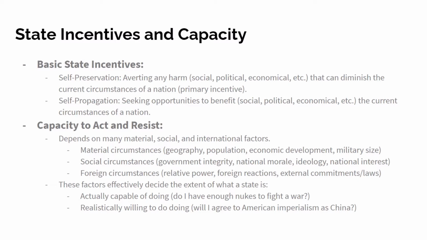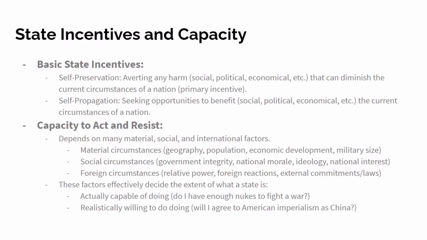Because sure, we can all have the incentive to be millionaires, but what is actually considered realistic in the sphere of what's possible is what capacity is, right? It's like, what are the limitations for an actor to do something? So capacity to act and resist then is the second part of this. The capacity to act and resist depends on many material, social, and international factors. These are the three buckets that I put them in.